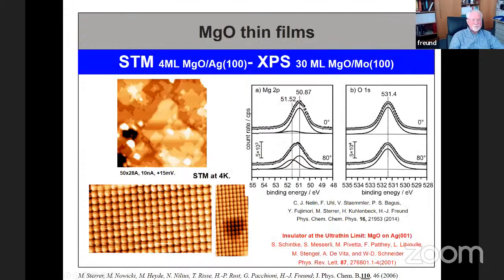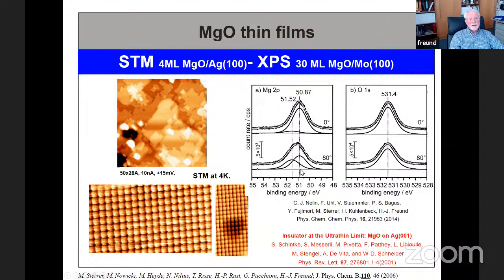Now, the first example here is to show you that when we grow thin films, we have to be careful whether we grow very thin films, four monolayers for example, or thicker films. There is a difference because the metal underneath has an influence when you probe the electronic structure. This is an STM image of a magnesium oxide surface. You can see it's extremely well ordered. If you have an oxygen defect, you can see the color center reaches far out. And you can really see the difference between the very thin film and the thicker film, which resembles the bulk, by doing XPS.